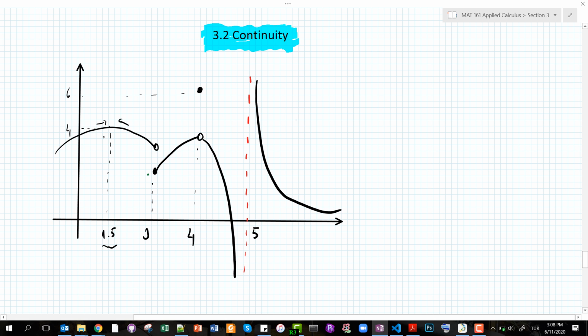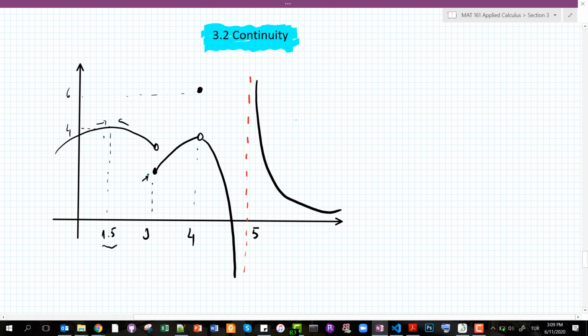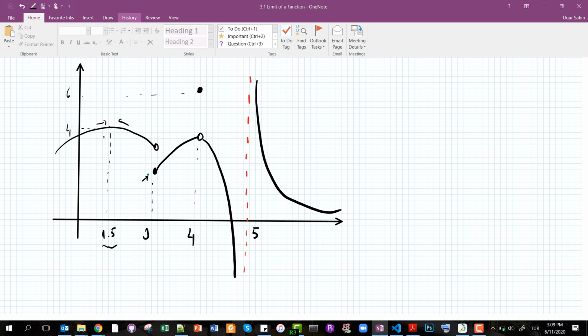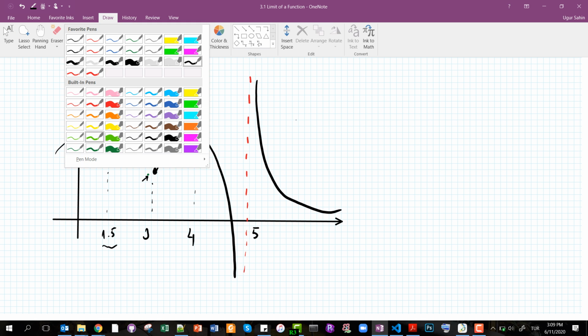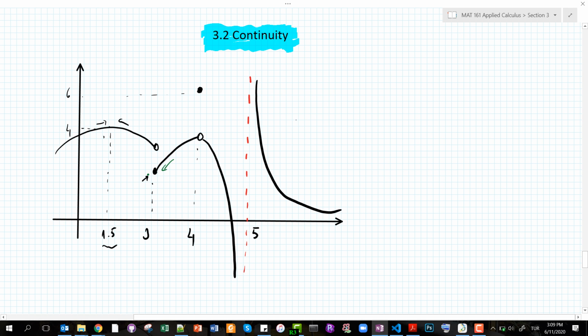But opposed to 1.5, if you look at the x equals 3 point, although it is defined here, I don't have any problem with the definition, but if you look at the limit problem, approaching from the right hand side or the left hand side, the left hand side and the right hand side limits are going to be different. Also, you see that there is a jump here. So this jump is going to be important for us.